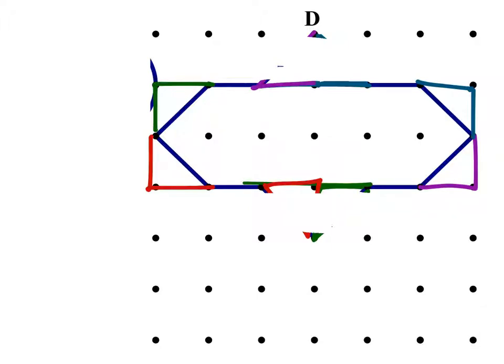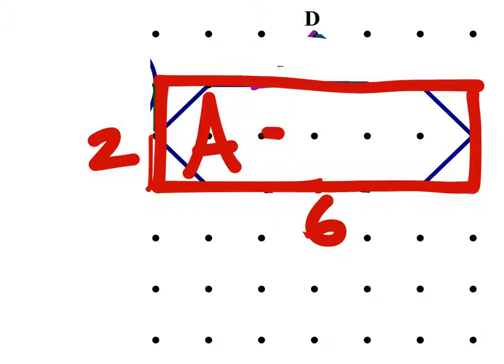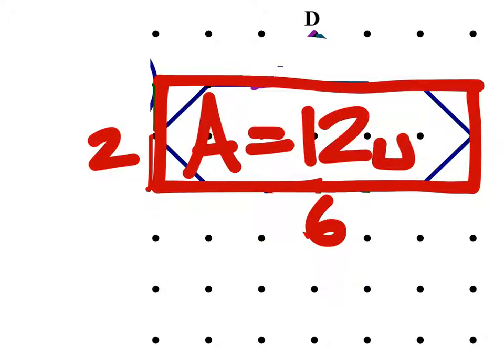Now, what we have is a large rectangle up in here. And this one specifically is a 1, 2, 3, 4, 5, 6 by 2 rectangle. So the area is 12 square units. Whoa!